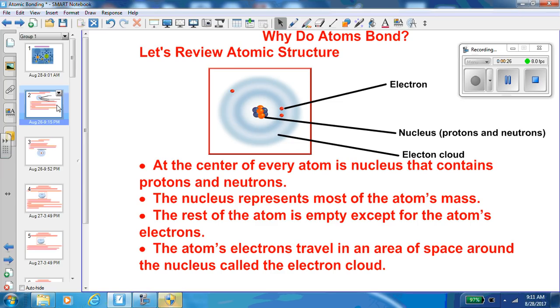structure. We have learned that at the center of every atom there is a nucleus, and within that nucleus you have your protons and your neutrons. Outside of the nucleus, you have some empty space, and this is where your electrons exist. The electrons travel around in an area that we call the electron cloud. This is where your electrons are, and then your protons and neutrons are right here in the center, which is what we call the nucleus.